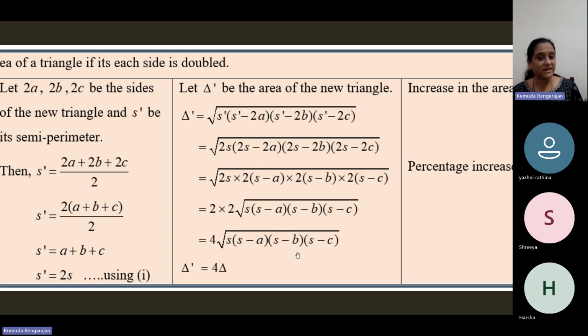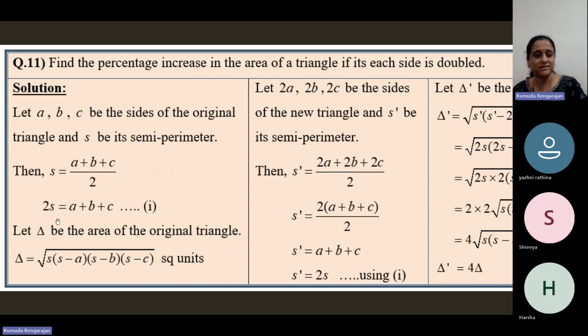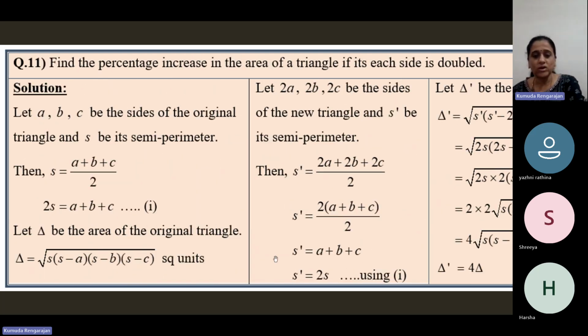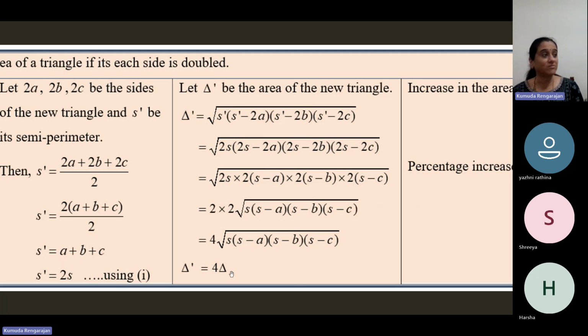And what is that? That's delta. Square root of S into S minus A into S minus B into S minus C. That's delta. So what is delta dash? It's 4 times delta. That is, the area of the new triangle is 4 times the area of the original triangle.